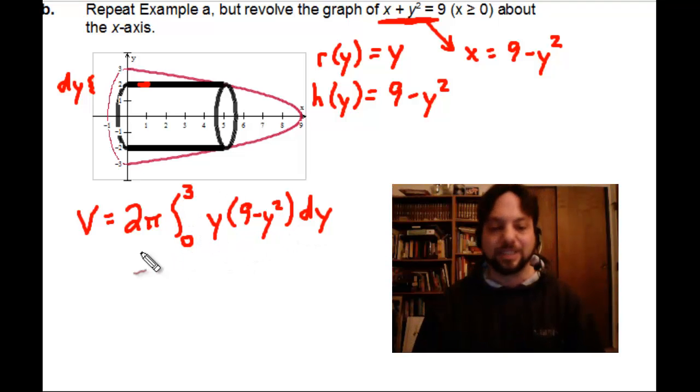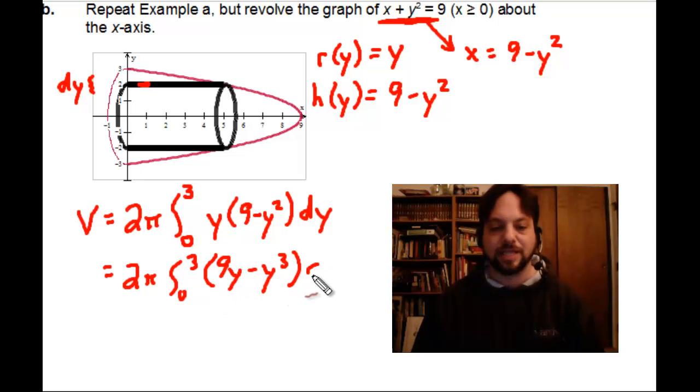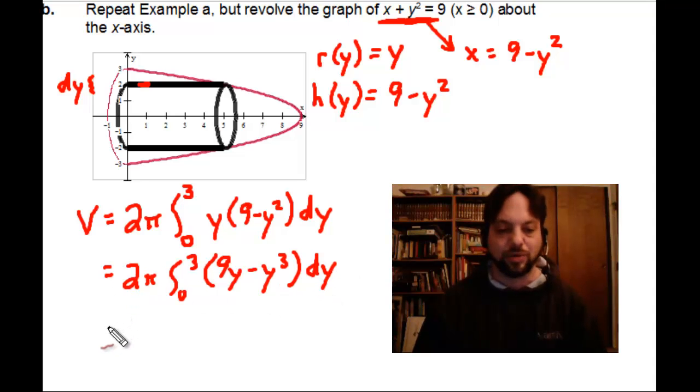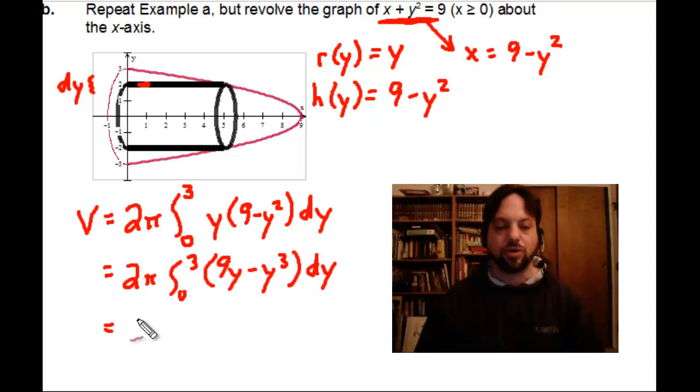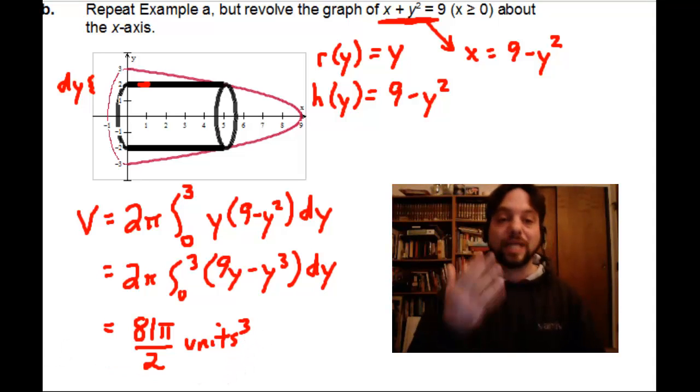Now, of course, we can simplify this integral quite a bit. We could call this 2 pi, integral from 0 to 3 of 9y minus y cubed. And that makes this a very, very easy integral to deal with. And for that reason, I'm not going to do the steps of the integral, but I will tell you that if you do the steps of the integral, you should end up with 81 pi over 2 cubic units as the volume of this paraboloid. So it's really that easy.